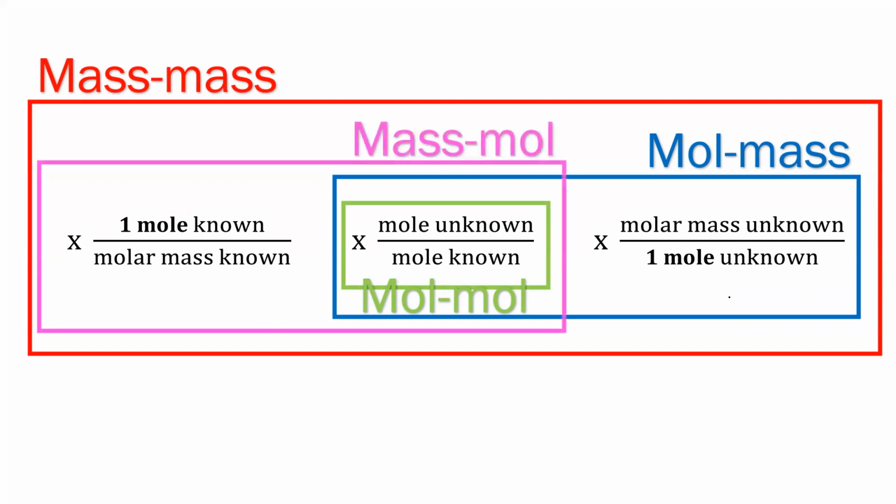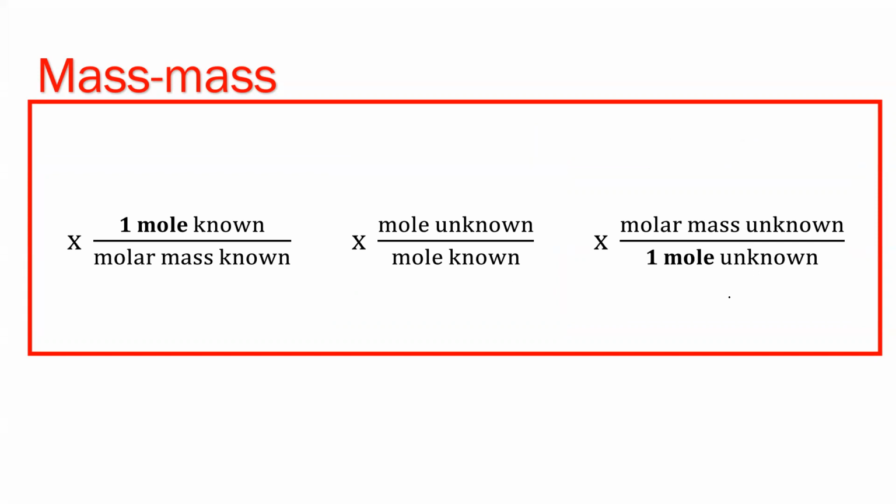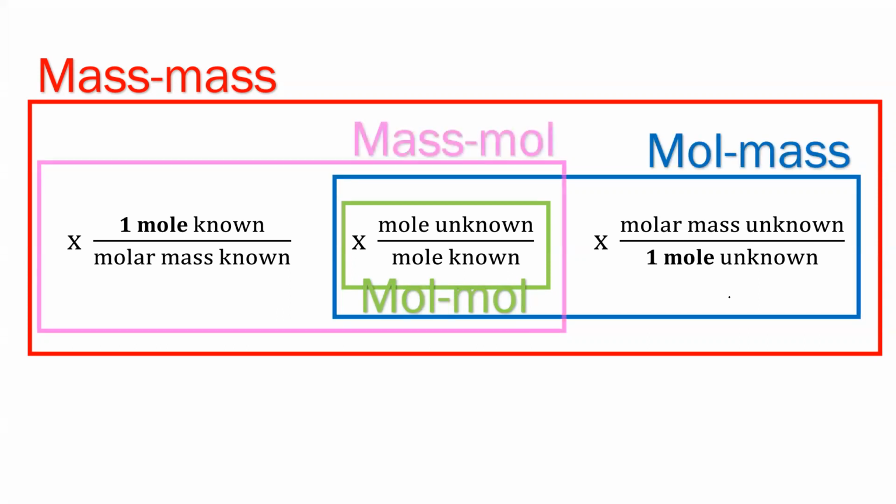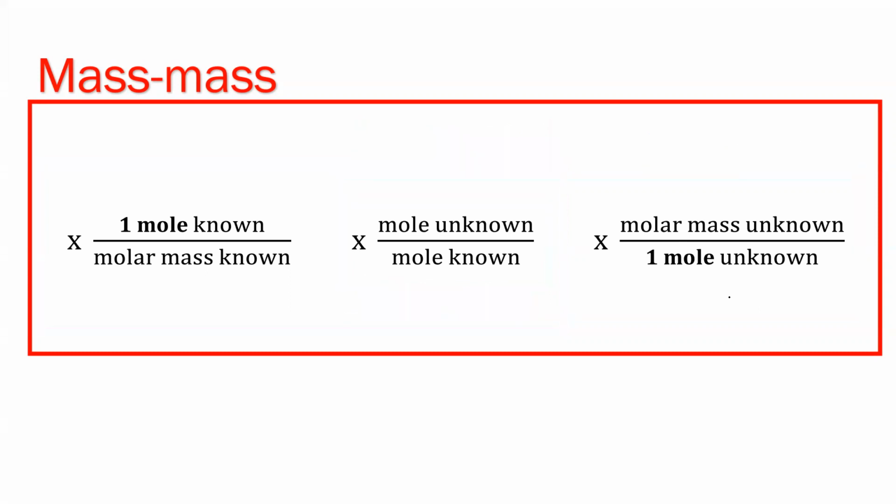And then the pink steps, dividing by the molar mass of the known, and then multiplying by the mole ratio, that's mass to mole. Okay, so if you can just remember this, the middle step is just mole to mole. The second and third step are mole to mass. The first and second step are mass to mole. The entire thing is mass to mass. When you look at it that way, it's not a lot to remember. And mass to mass is going to be your best friend coming up.